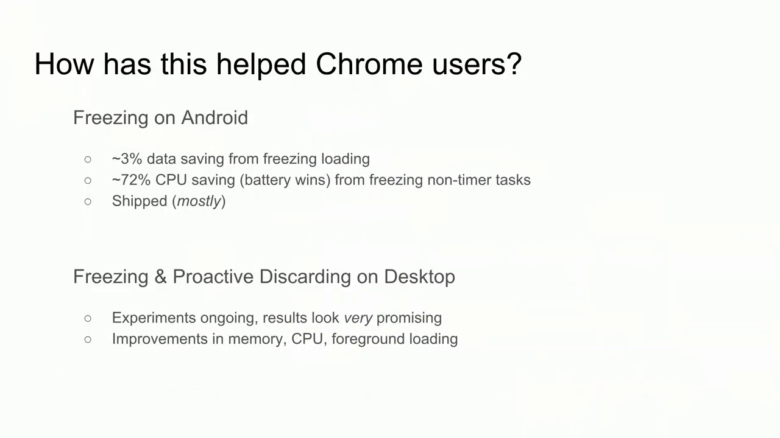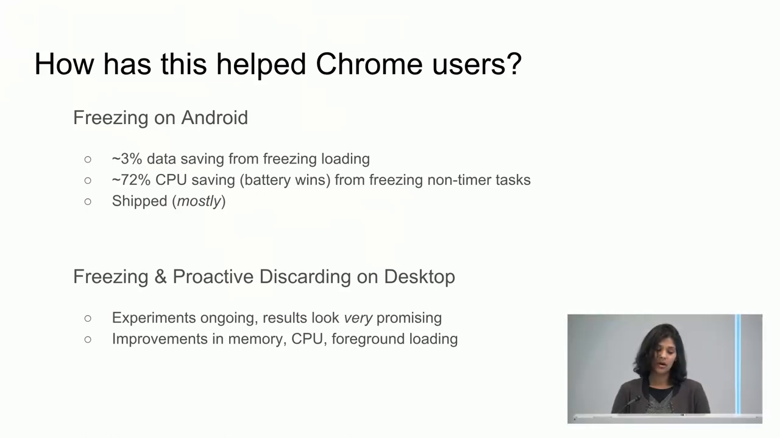So concretely, how has this actually helped Chrome users? So far, Chrome users have primarily benefited on Android. Over the last year, we've been shipping the freezing interventions, starting with timers and then loading. And now I have a pending intent to ship to basically freeze everything else. So this is mostly done, and we've seen great wins, both in terms of battery savings as well as data savings. On desktop, we currently have experiments ongoing, and the results are looking really, really good. We've seen great reductions in memory and CPU, as well as wins in foreground loading.